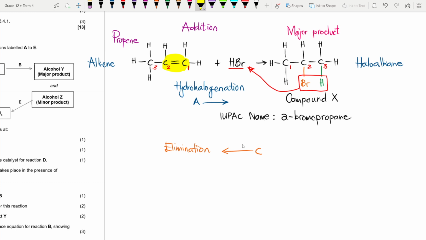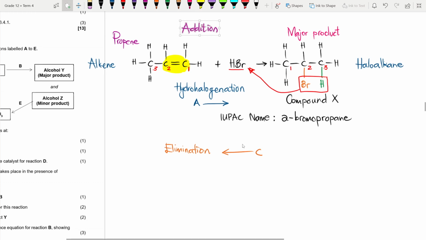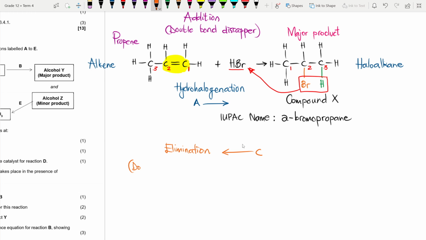So addition makes the double bond disappear. Elimination forms the double bond. I think I have to write that down in the notes as well for you guys. Addition, double bond disappears. And then for elimination, double bond is introduced. That's how you know the double bond is formed, thereby eliminating those things that were there.